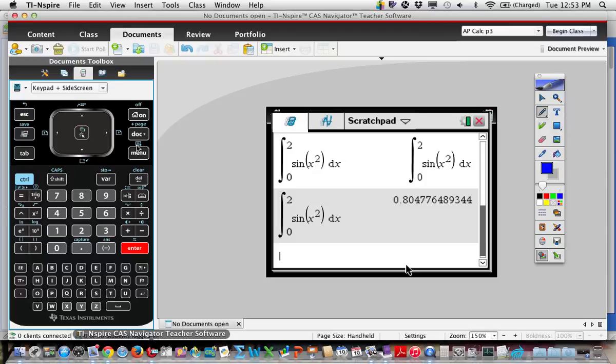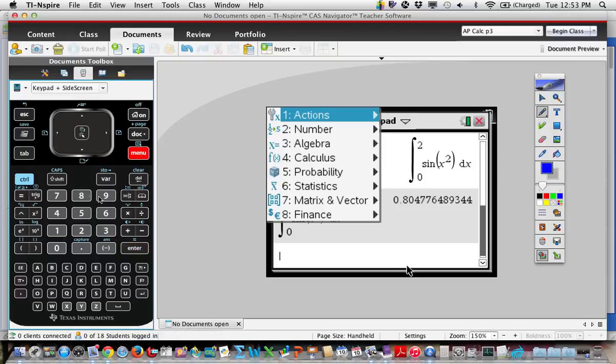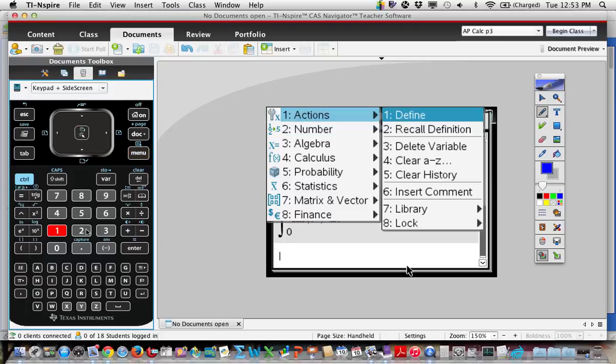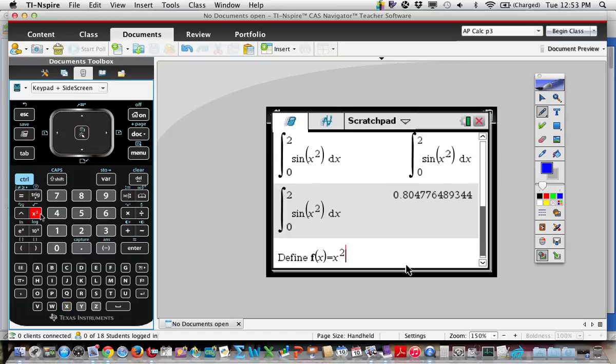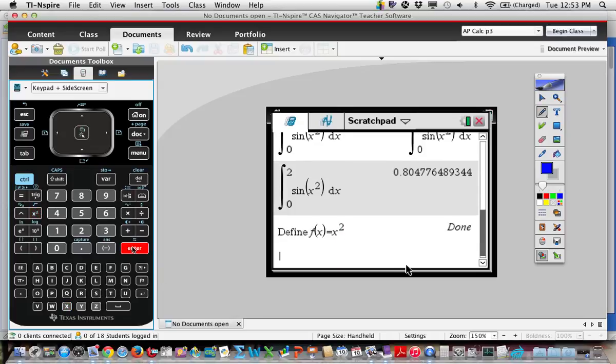All right? Is everybody ready? We're going to go into the menu. Number 1, actions. Number 1, define, or I could just type out define. And let's define the function f. F of x equals x squared. And so whenever I start a problem like this, I'm going to define my function like that. So all I have to do is type the F notation. I don't have to type all the function messiness that's going on there. So I define my function.